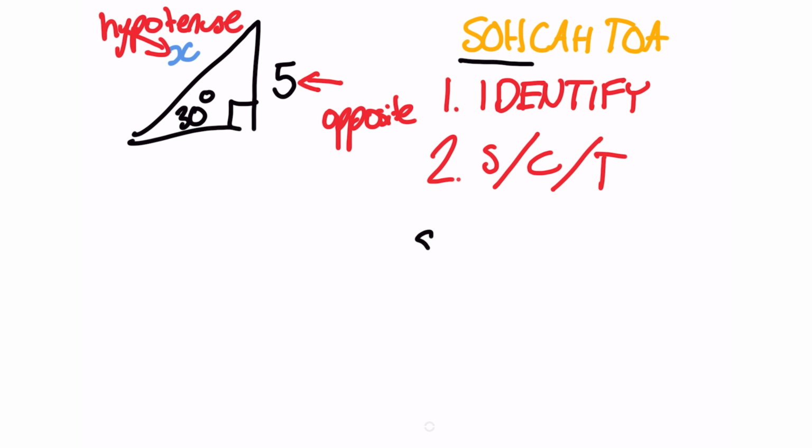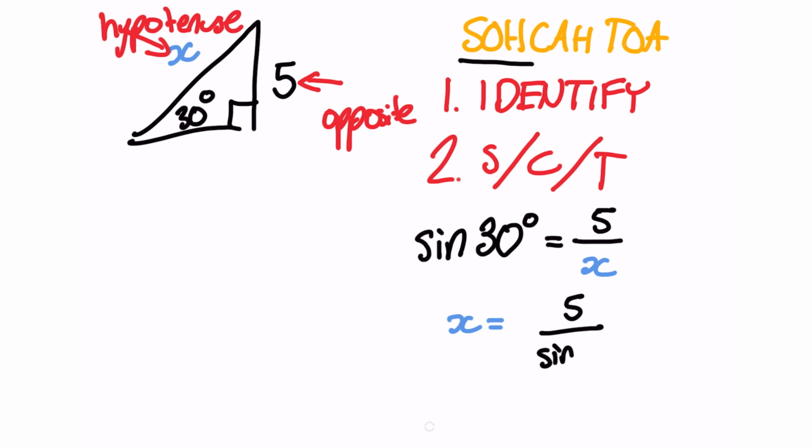So therefore, sine of whatever our angle is, which is in this case 30 degrees, is equal to the opposite, which is 5, over our hypotenuse, which is x. If we rearrange that, we will get that x is equal to 5 over sine 30 degrees. And if we put that into our calculator, we're going to find that x is equal to 10. So therefore, the hypotenuse length is 10.